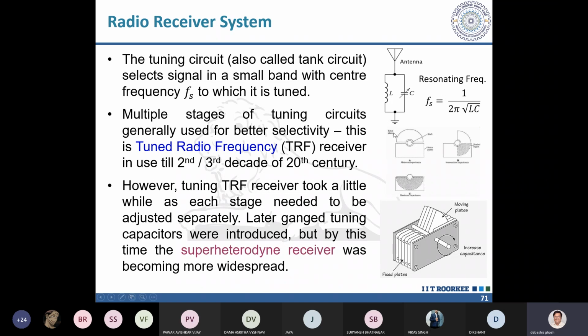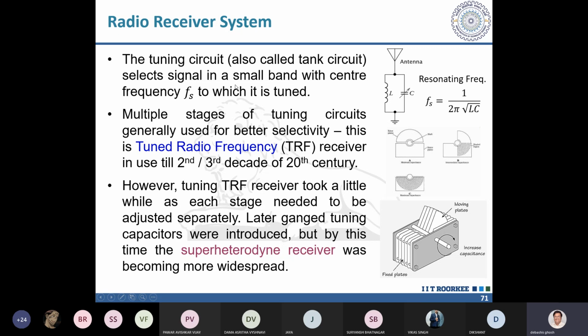Epsilon is fixed here, so only the area A changes. Here you see the overlapping area A is 0, so no capacitance. Here it is 50%, so it is midway capacitance. And here you get the maximum capacitance. So by rotating this plate, we change this C, and accordingly this Fs value changes. So this is how the tuning is done.